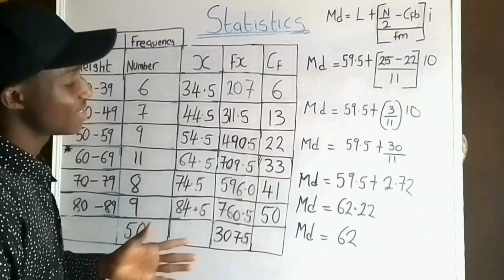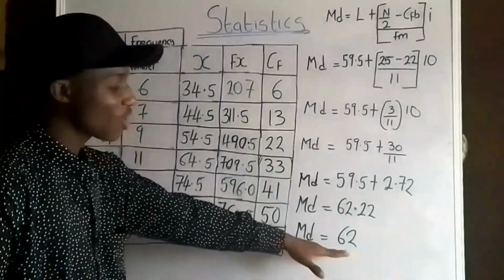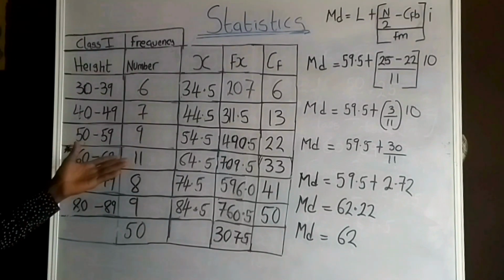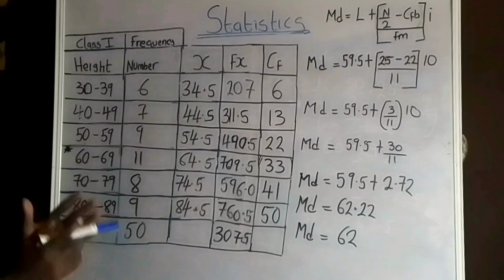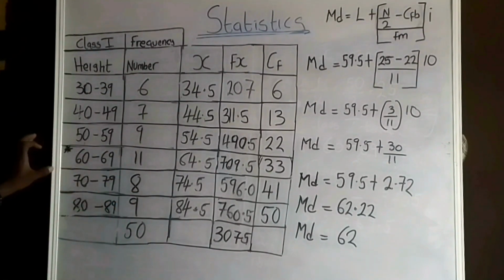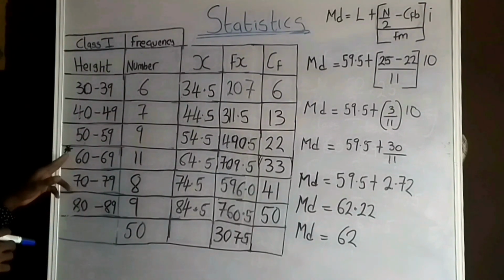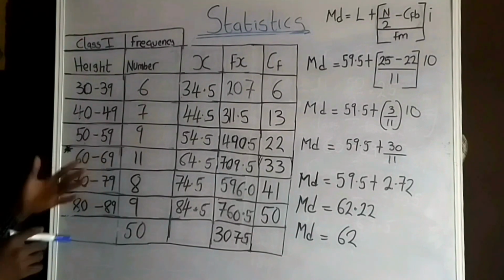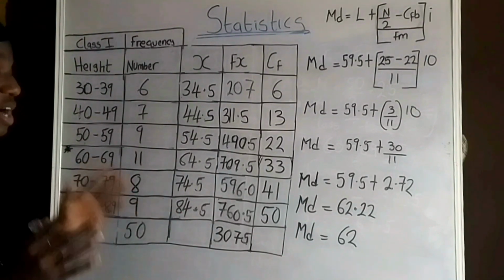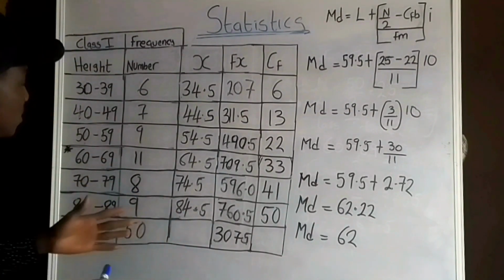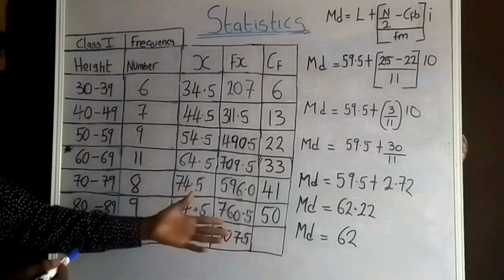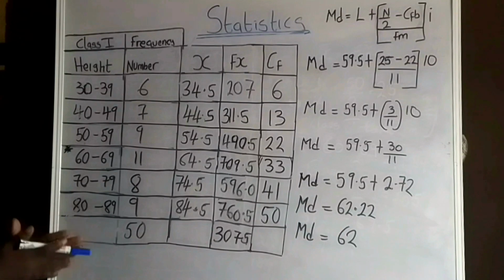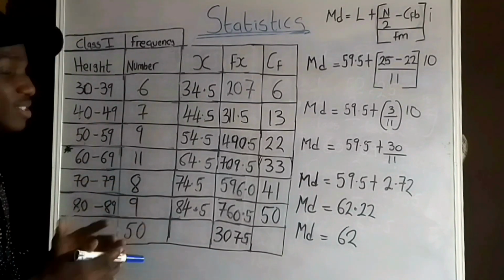When you calculate your median and the value that you got does not fall between the class interval of the median class, then definitely something is wrong with your solution. Because when we calculated the class interval of the median class, it fell between 60 and 69. And 62 is between 60 and 69. Therefore, this answer is correct. But if you calculate your median and realize that you didn't get a value between 60 and 69, the class interval of the median class, then what you have calculated is wrong.